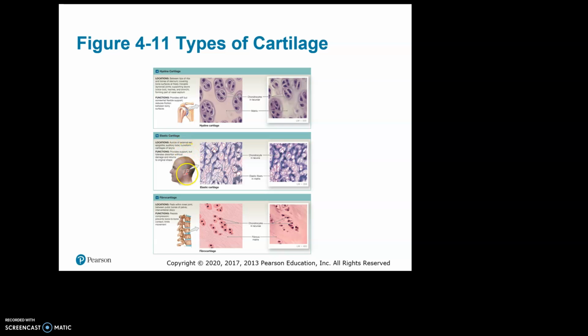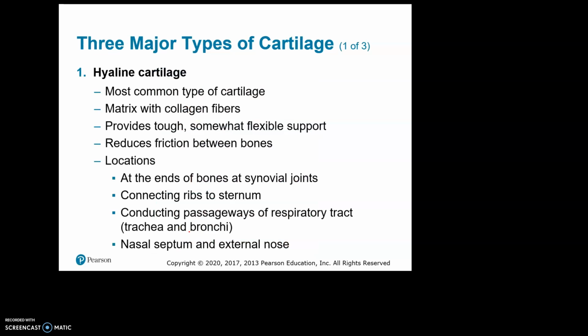Elastic cartilage can be found in the ear, the outer ear, and the discs between the vertebrae, the intervertebral discs, are made of fibrocartilage. The notes on hyaline cartilage: it's the most common type. It reduces friction between bones. It's located at the ends of bones that connect at synovial joints. These are movable, freely movable joints.